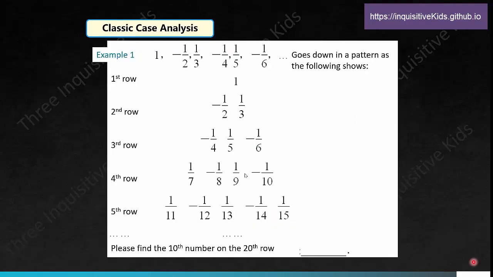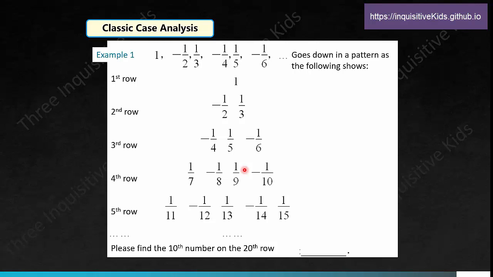Now let's get to some problems. Example 1. 1, negative 1 half, 1 third, negative 1 fourth, 1 fifth, negative 1 sixth. It goes down in a pattern as the following shows. And you see this pyramid-like figure here, made up of negative and positive fractions. So now we're being asked, please find the 10th number on the 20th row.